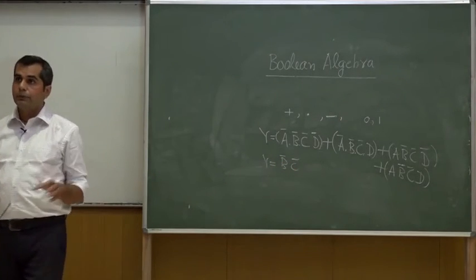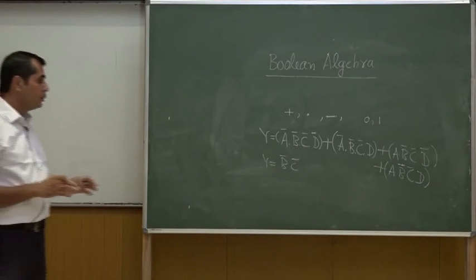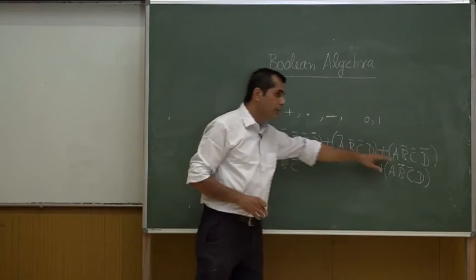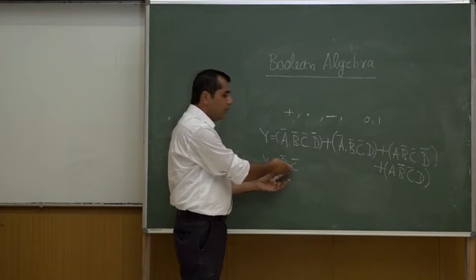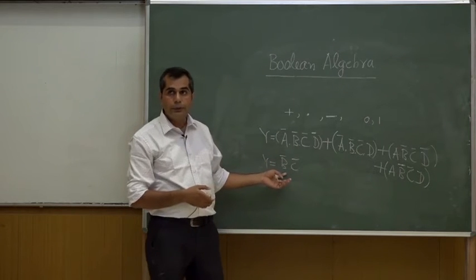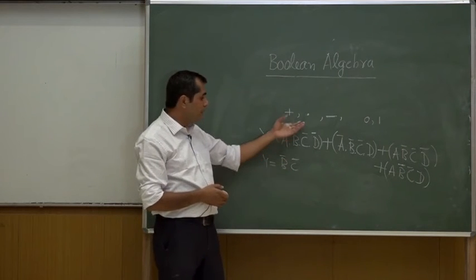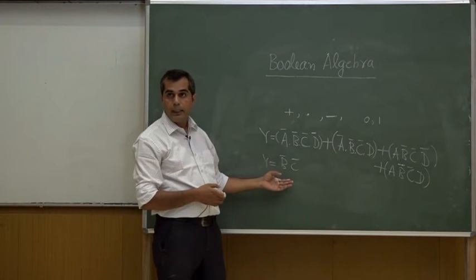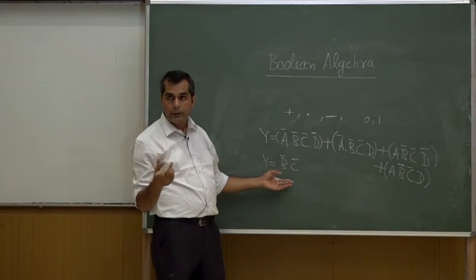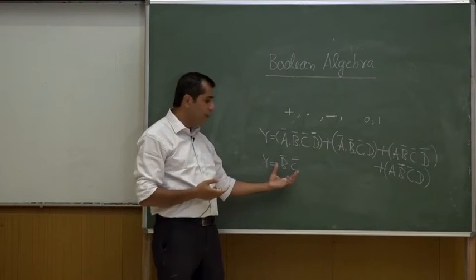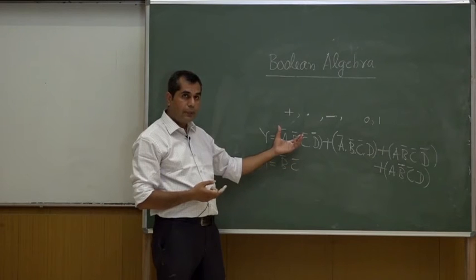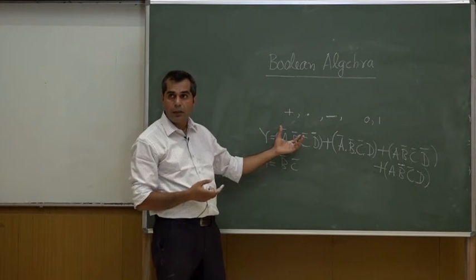Okay. If I apply the rules, the theorems of Boolean algebra, to simplify this given logic function, I find that this expression reduces to simply B bar C bar. So what you see is that now we can implement the same function using one AND gate and two inverters, two NOT gates. With two NOT gates and one AND gate, I can implement the same function which earlier needed a large number of AND gates and OR gates.